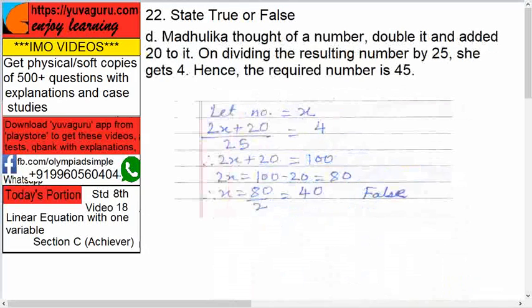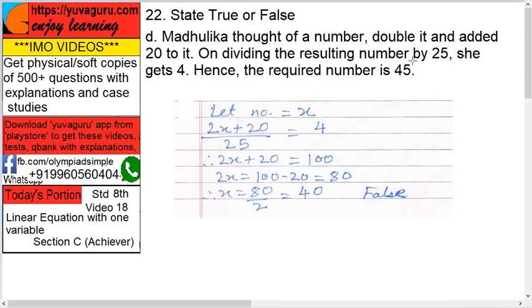C. Next, Madhulika thought of a number, then doubled it and added 20 to it. On dividing the resulting number by 25, she gets 4. Hence the required number is 45. Here, a number is thought, doubled, then 20 is added to it. So let the number be x. Double that number, that is 2x, and add 20 to it, 2x plus 20. So this much is okay.